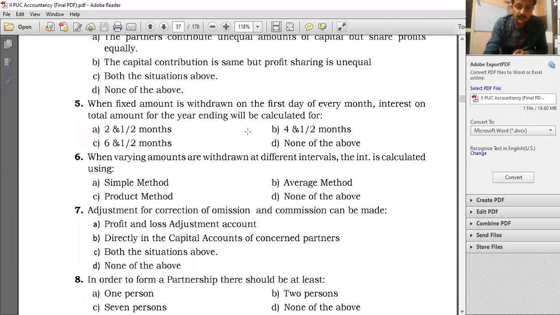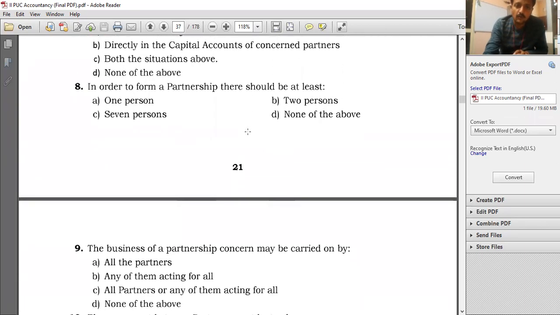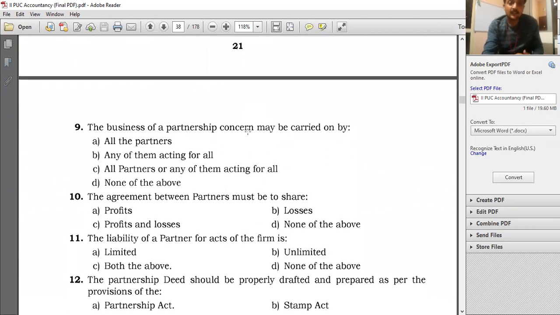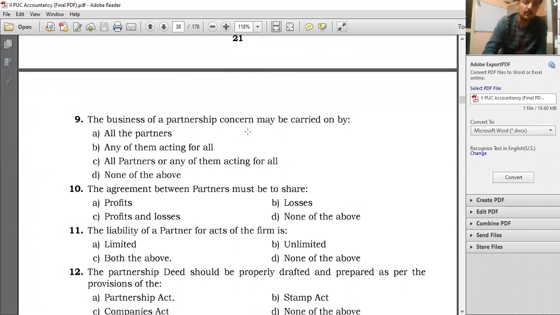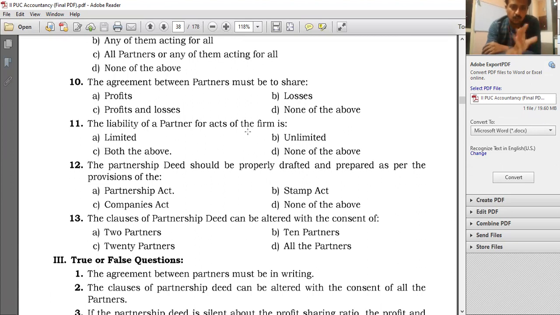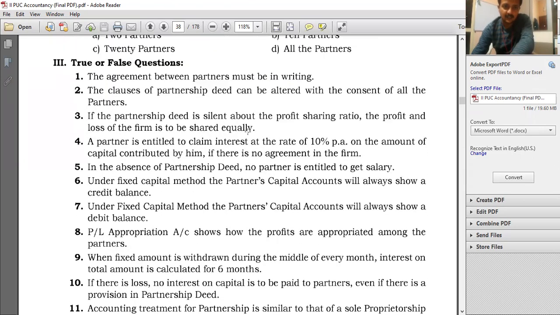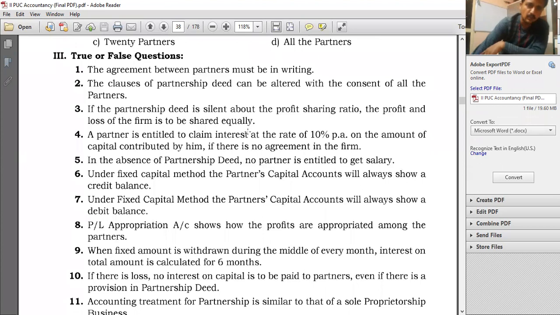Then in order to form a partnership, there should be at least, and this is a very tough question, 2 persons. Then the business of a partnership concern may be carried on by all partners or any one of them acting for all. Then the liability, we have already discussed. The clauses of our partnership deed can be altered with the consent of all the partners. You should remember this. Then coming to the true or false segment, almost all are covered in the above two sections.